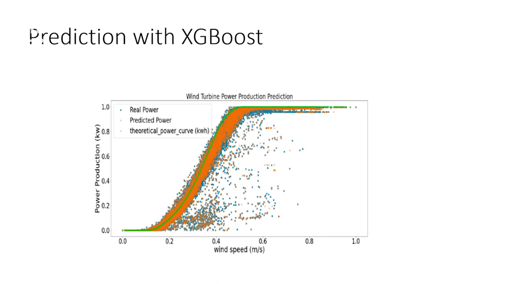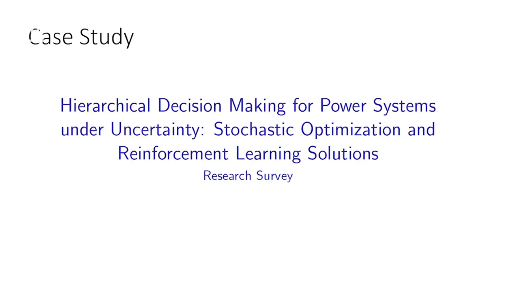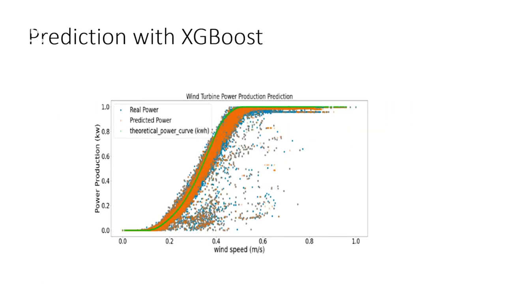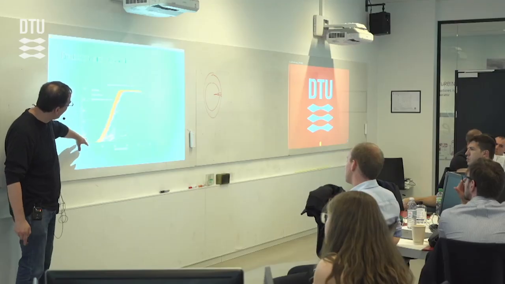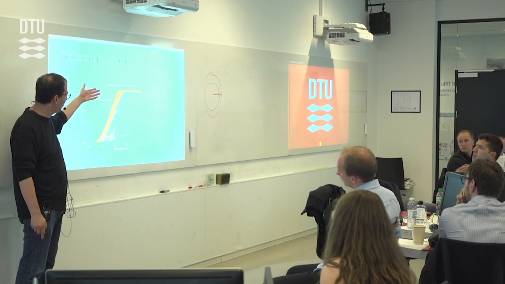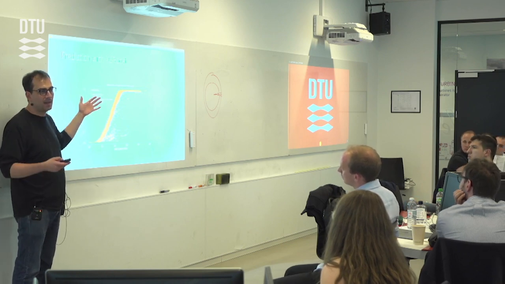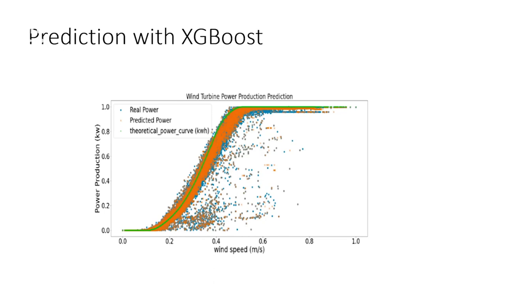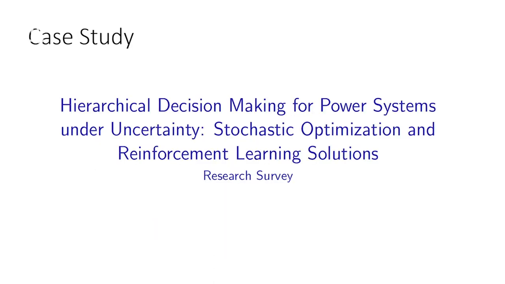So this is just an example that you can actually do things quite efficiently. You run several algorithms, you get a predictor, it looks good, and you should be happy. Relatively simple problem. What I'm going to do now is survey how to use RL to make hierarchical decisions.